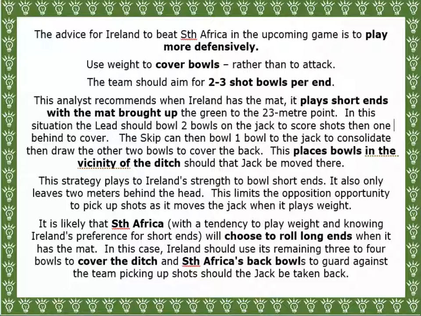It's likely that South Africa, with a tendency to play weight and knowing Ireland's preference for short ends, will choose to roll long ends when it has the mat. In this case, Ireland should use its remaining 3 to 4 bowls to cover the ditch and South Africa's back bowls to guard against the team picking up shots should the jack be taken back.